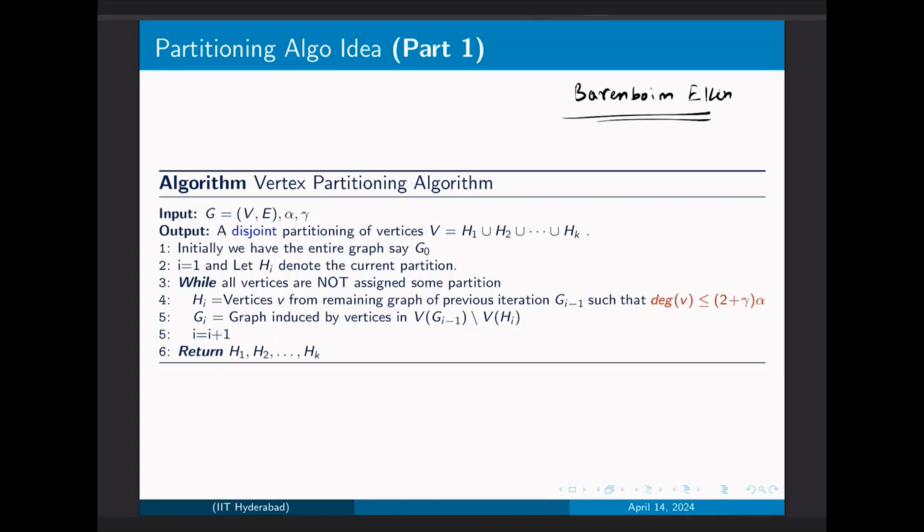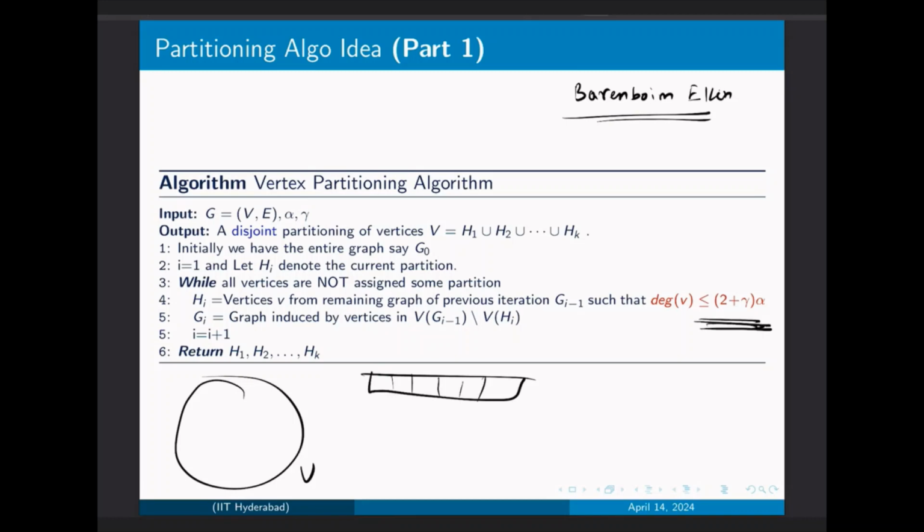The idea is quite trivial. Initially we have the entire set of vertices, let's say V. We go through the entire stream once and store the degree of all the vertices. Out of all those vertices, those whose degree is less than (2 plus gamma) times alpha, we put in H1. Once we create H1, we remove all the vertices that are part of H1 from the original set. So H1 is removed.